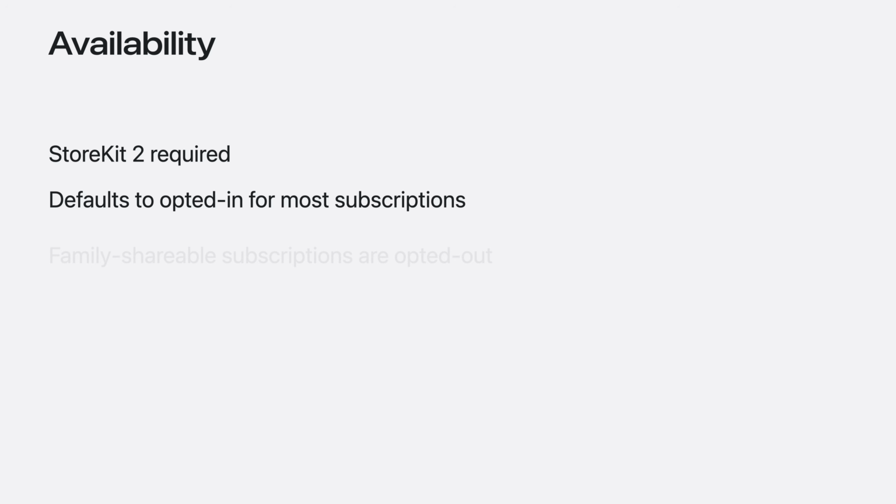These new options are available for all auto-renewable subscriptions using StoreKit 2. For most new and existing subscriptions using StoreKit 2, the ability to sell to groups and organizations is on by default. If your subscription has family sharing enabled, you can still sell to groups and organizations, but it is opted out by default, so you can control how the two options work for you.